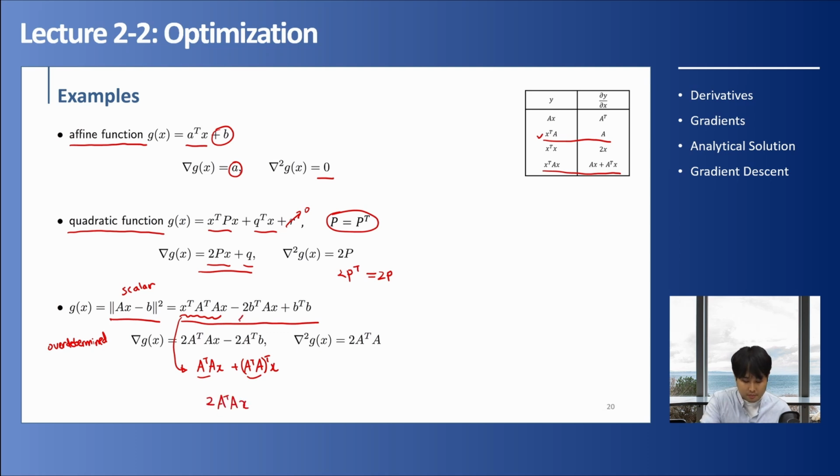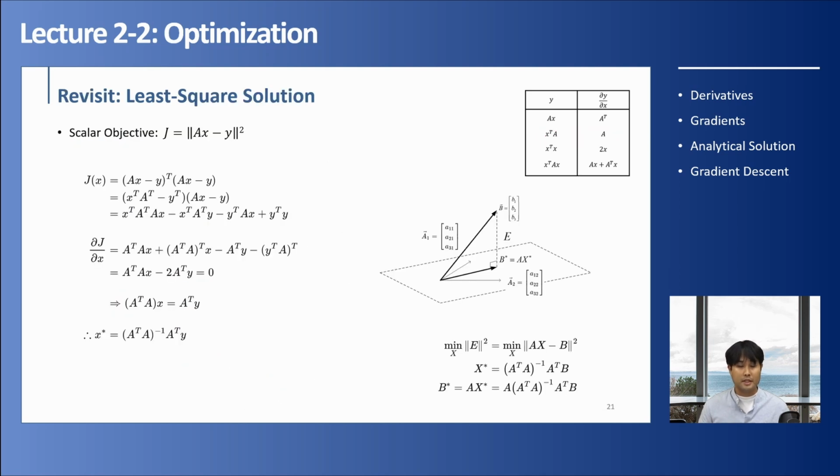Next, for the second term, we know that from this part of the table, we can find the gradient of this part as, which essentially is equal to 2A transpose b, and thus we have all our values. Similarly, if we solve for the gradient a second time, we end up with the following value. Alright, so with these examples in mind, let's revisit the least squares solution from linear algebra.